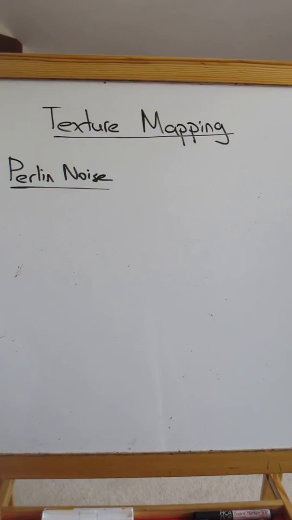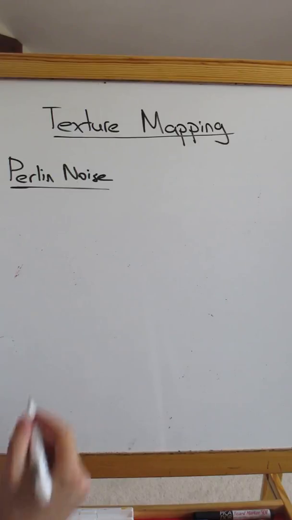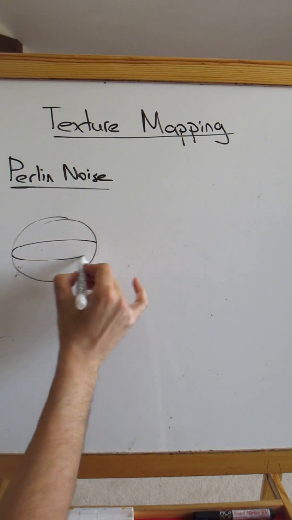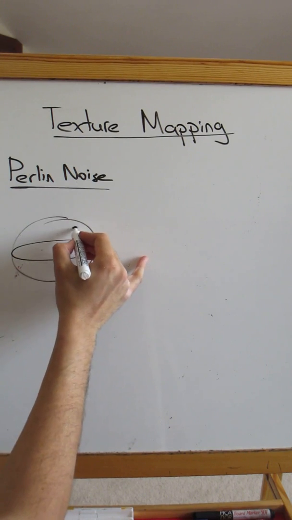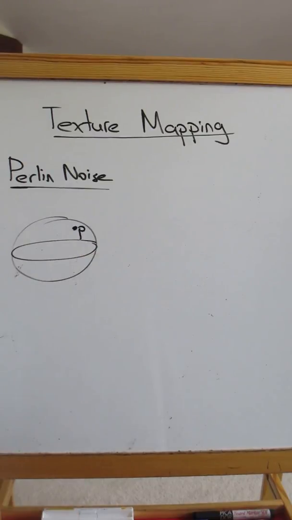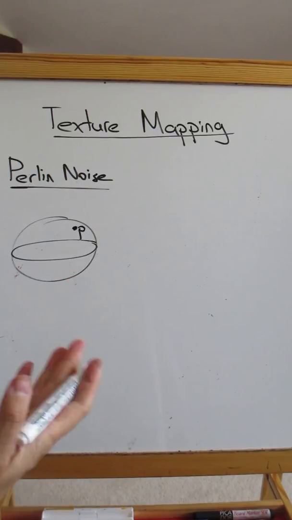The idea here is we want to generate a noise pattern on the surface of our object. Let's say we have a sphere. Now we want to generate a value at every point P, but we don't want this value to be entirely random, because if it is entirely random, the resulting sphere is going to look like complete white noise.